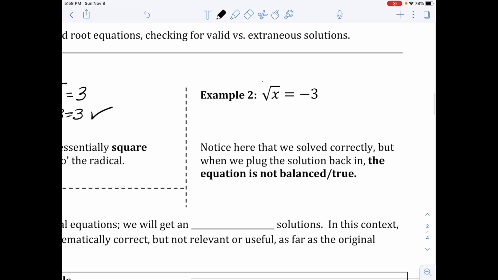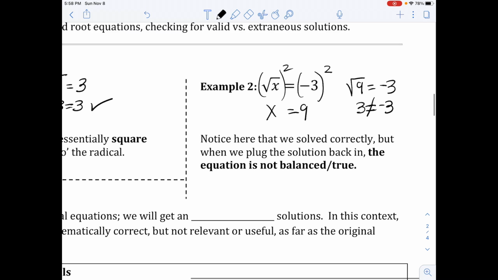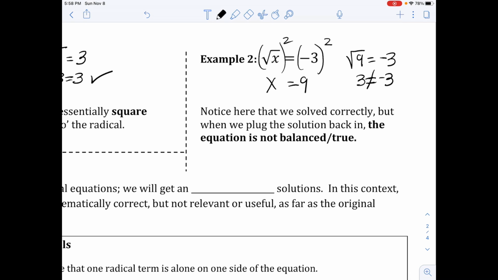Example 2, we will begin again by squaring both sides. Square root of x squared is x, and negative 3 squared is a positive 9. When we plug that back in to check to see if it's a solution, the square root of 9 equals negative 3, 3 equals negative 3 is an untrue statement. And so we put a slash through the equal sign. Notice here that we solve correctly, but when we plug the solution back in, the equation is not balanced or not true.